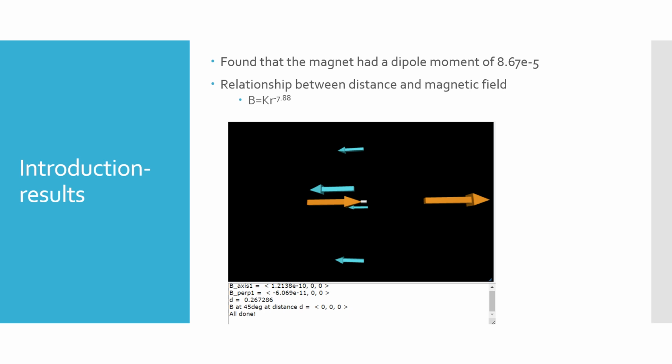In this lab, I found that the magnet had a dipole moment of 8.67 times 10 to the negative fifth Tesla times meter squared. The relationship I found between the distance and the magnetic field was B equals K r to the negative 7.88. The picture shows the visual model created by the code.